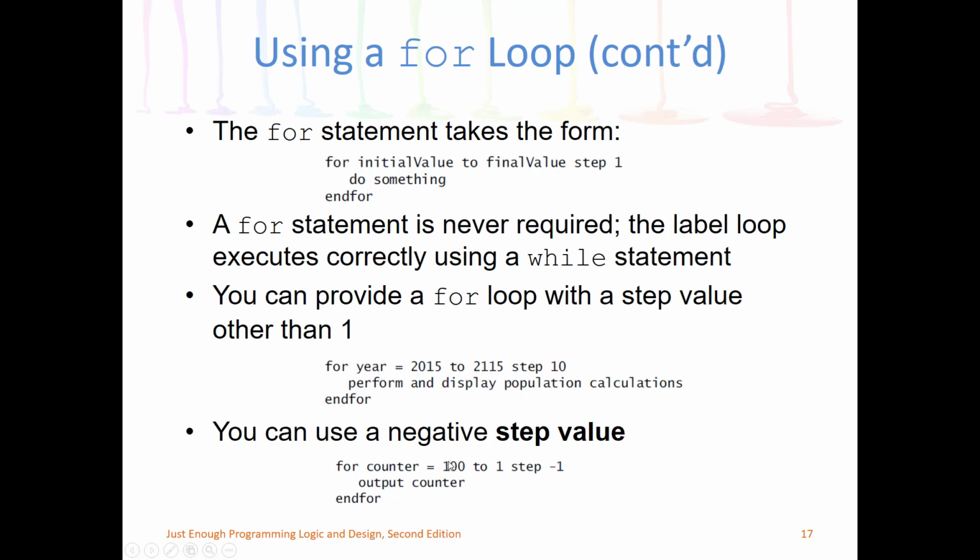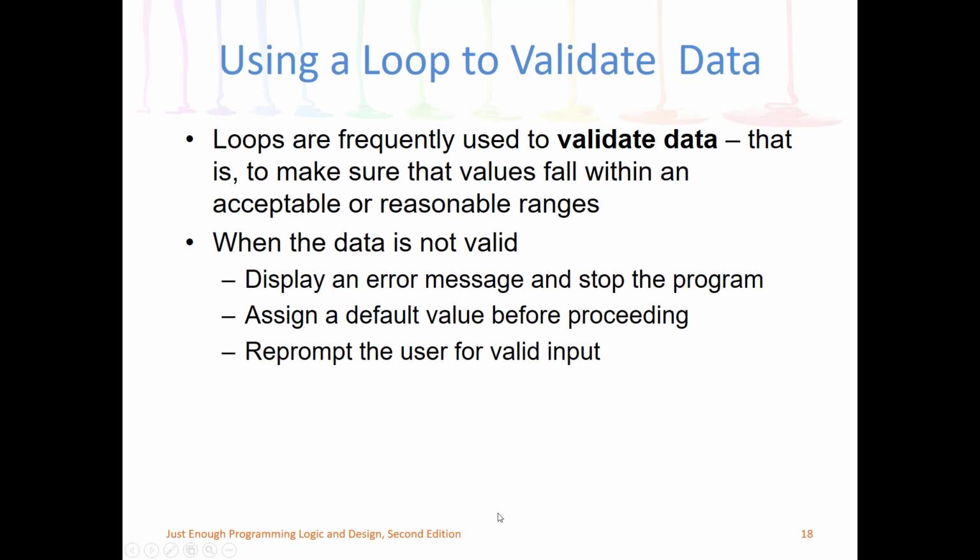You can use a negative step value. Like I said before, you can start high and go low. But if you do that, you've got to have a negative step value. You can do that. That's perfectly fine. There's nothing wrong with it. So counter starts out at 100 and goes down to 1 in increments of -1. So 100, then 99, then 98, all the way down to 1. When counter equals 1, then this whole thing is over and it ends.